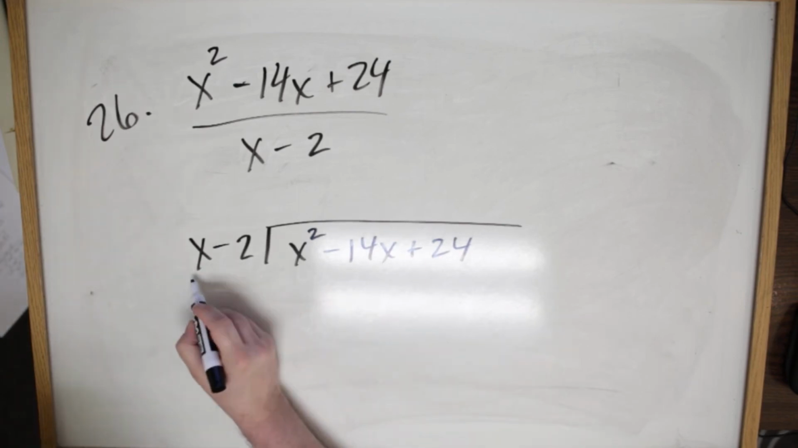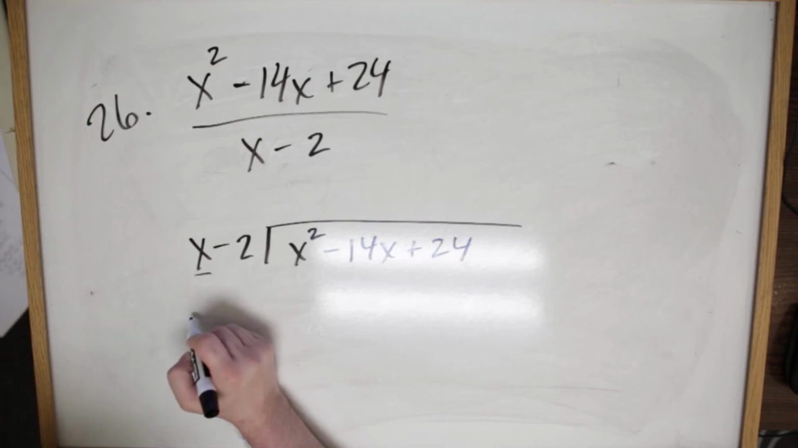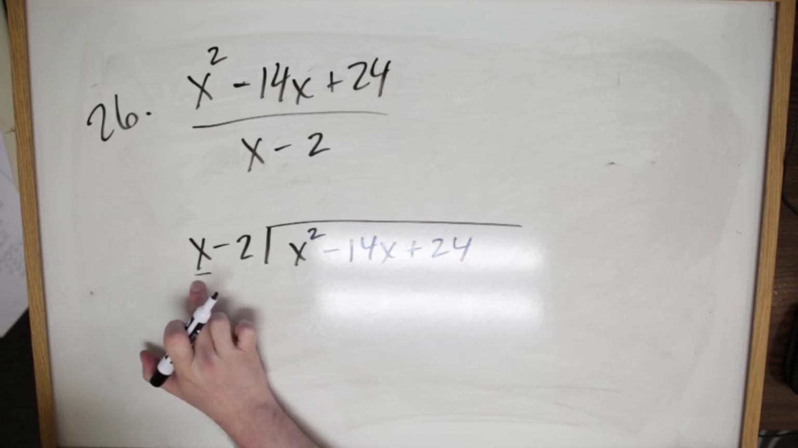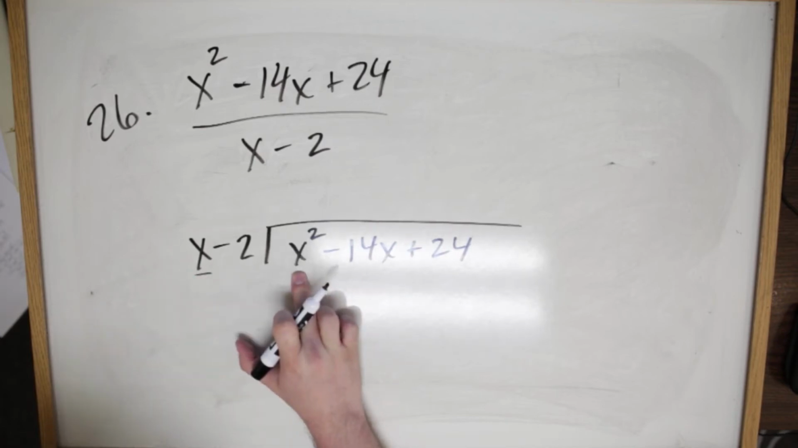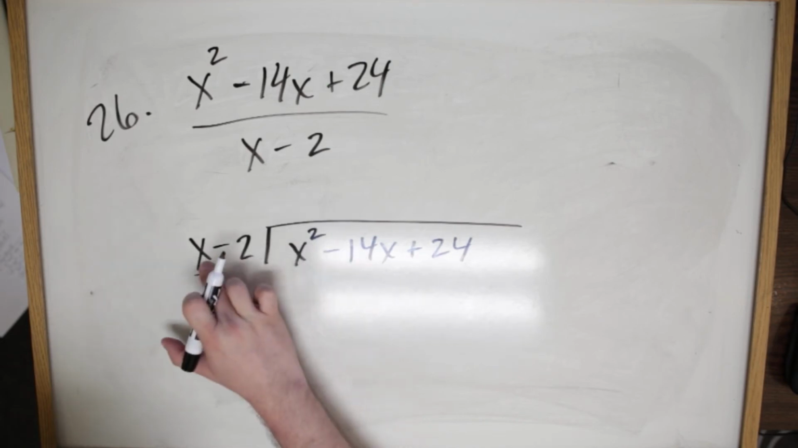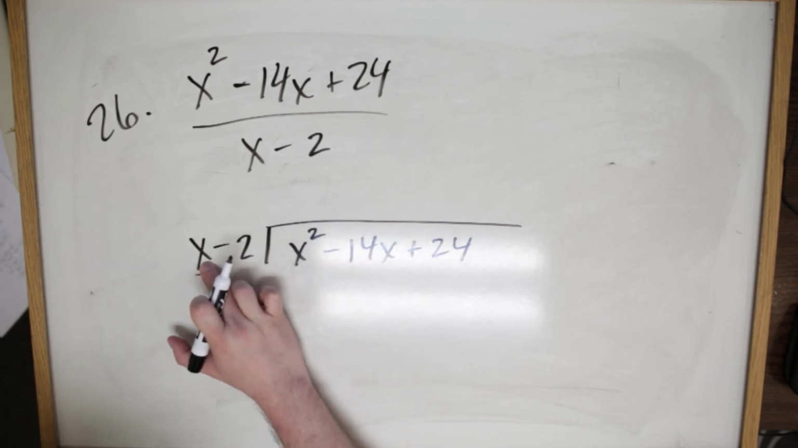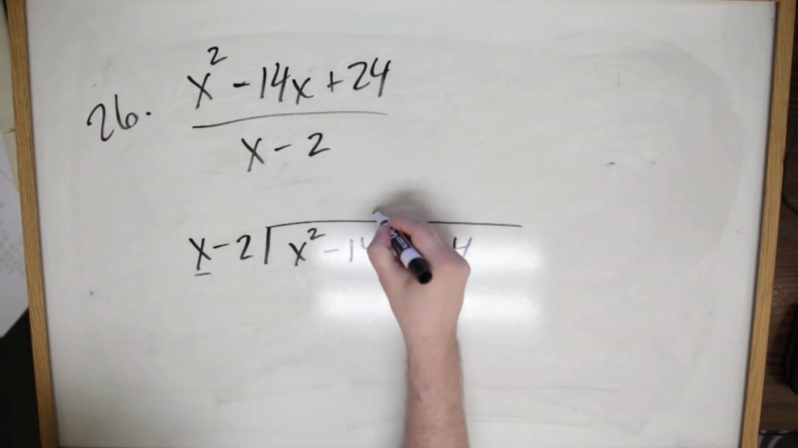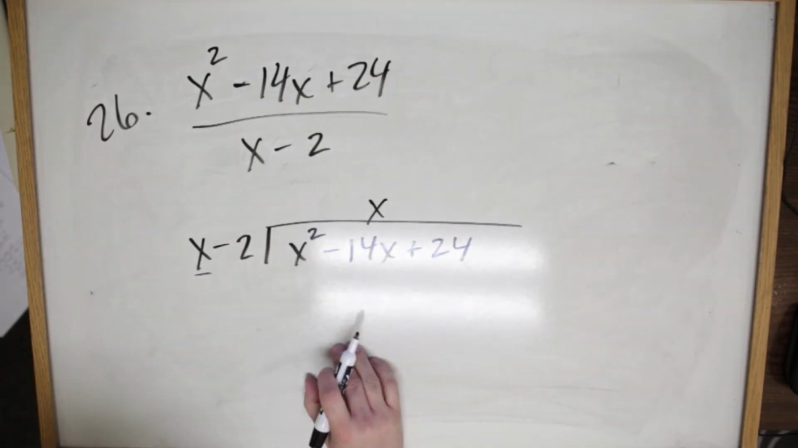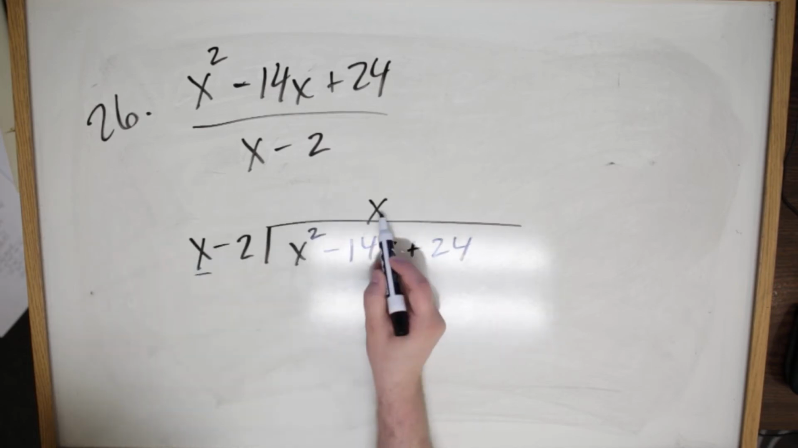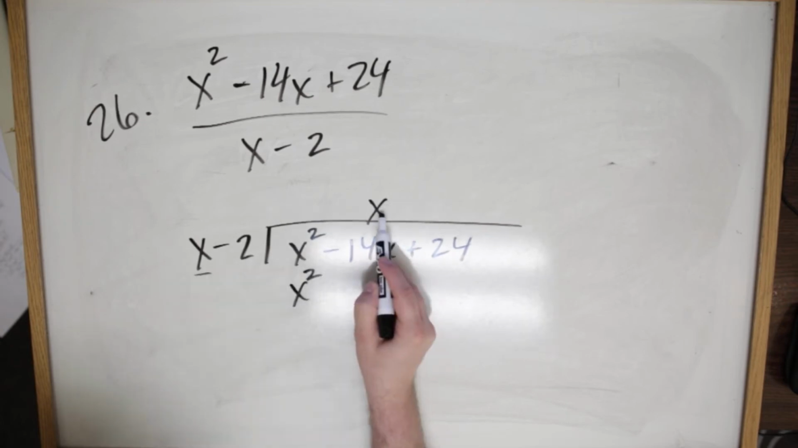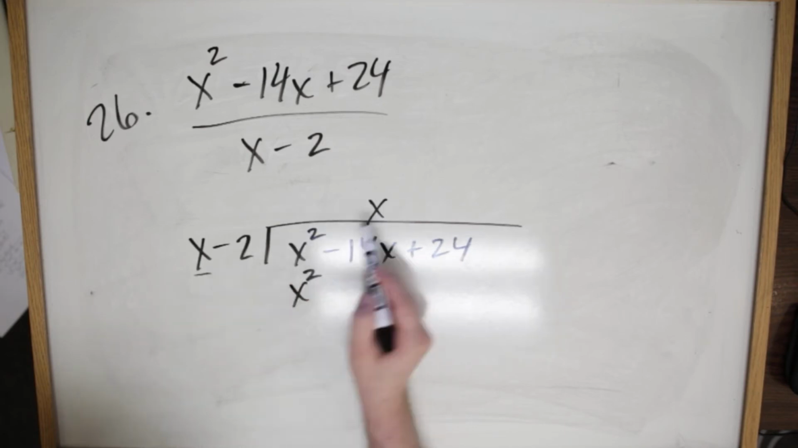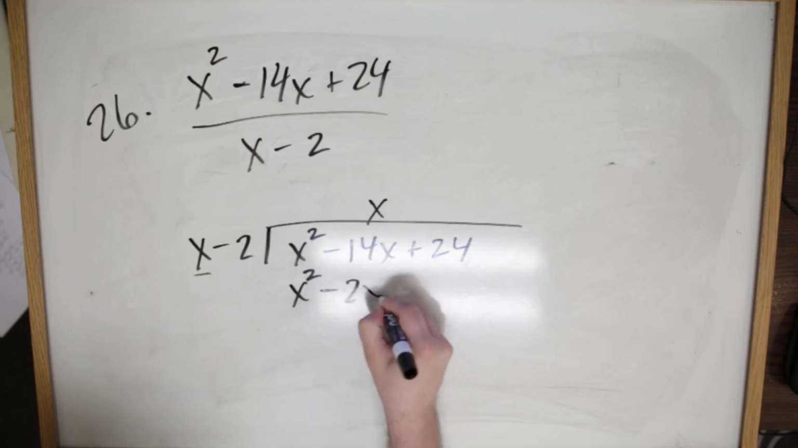What you're doing is you're just looking at the x, okay? And you're trying to figure out what times this will give me x squared. In other words, x squared divided by x is going to be what? Well, that would just be x, okay? Now, here's what you do. X times x is x squared. Minus 2 times that same thing that we just found. So minus 2 times x is a minus 2x.